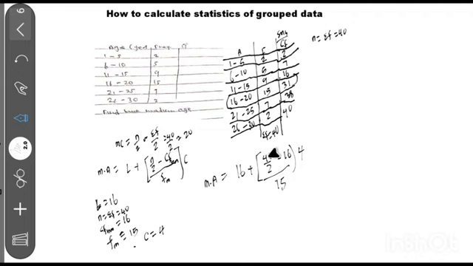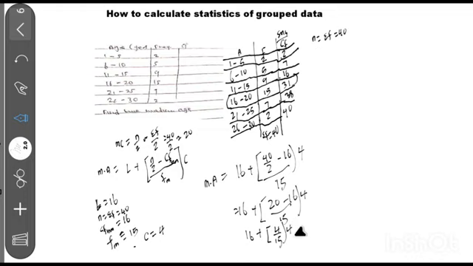So 40 divided by 2, that's 20. So that is equal to 16 plus open brackets, 20 minus 16, everything divided by 15, close bracket, multiplied by 4. So 20 minus 16 will give us 4. So we have 16 plus open brackets, 4 over 15, close brackets, multiplied by 4.